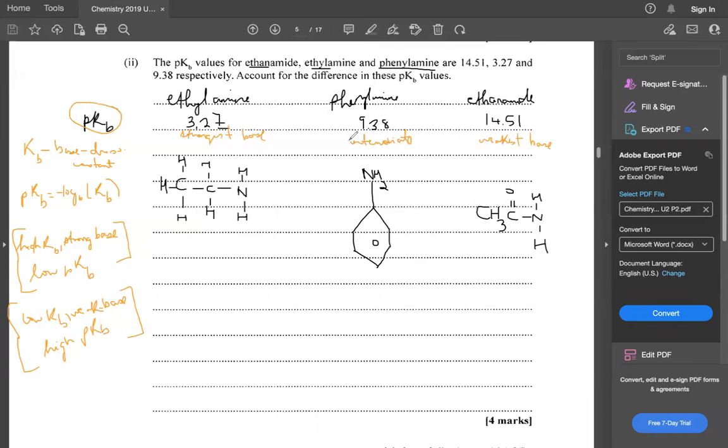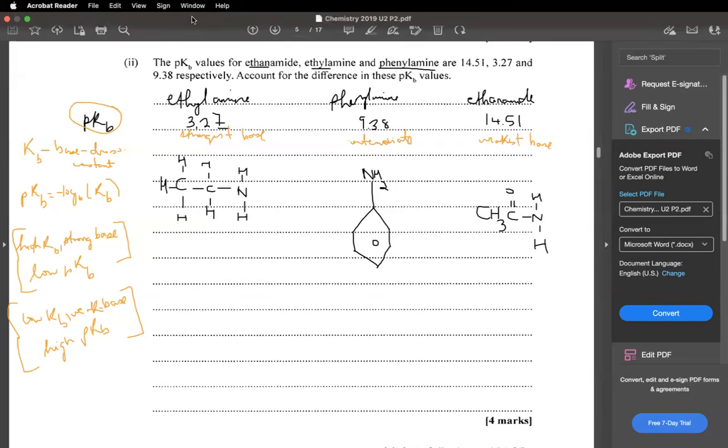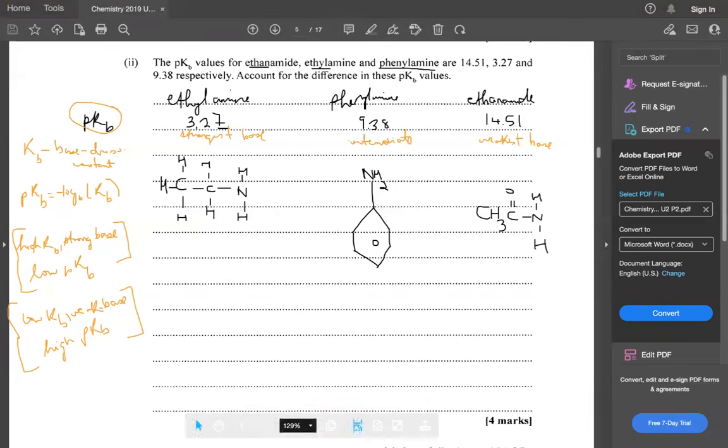So what we're gonna do now is look at the structure of these molecules and think to ourselves, why might it be that this is the strongest base, this is the intermediate one, and this is the weakest one? And so what we have to think about is back to our original definition of a base. We said that a base is a what? An acceptor of protons. So a base is an acceptor of protons.